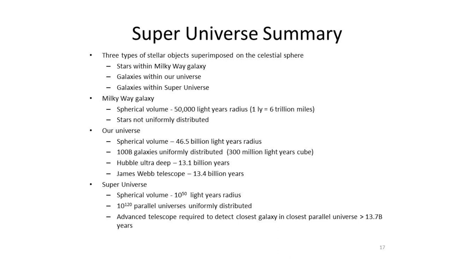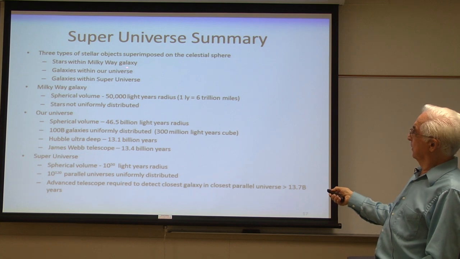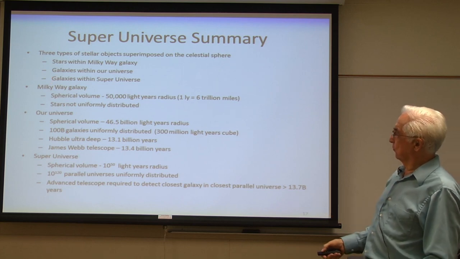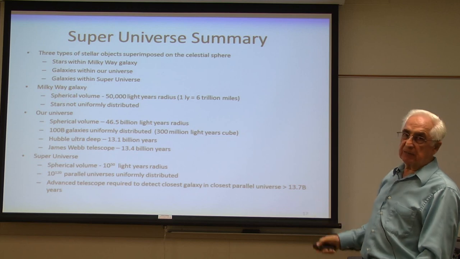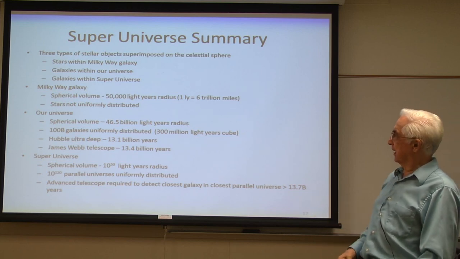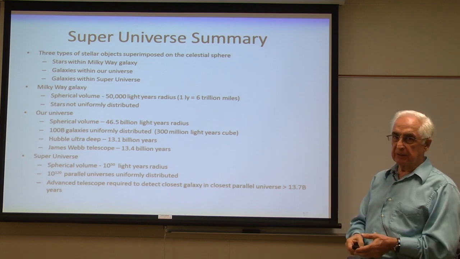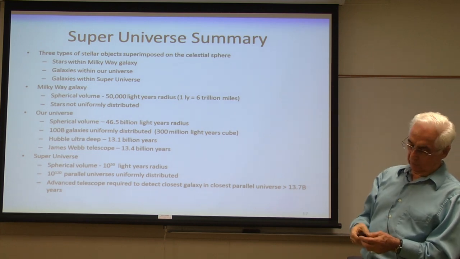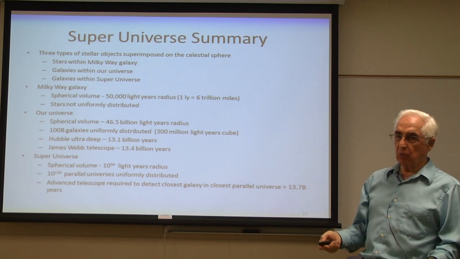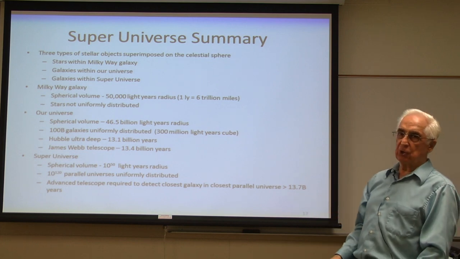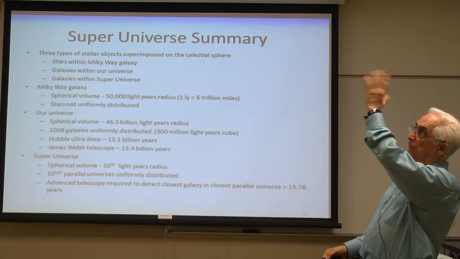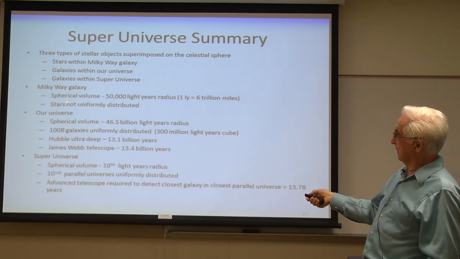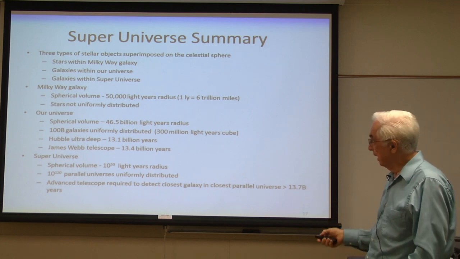There are three types of stellar objects superimposed on the celestial sphere. There are stars within the Milky Way galaxy, there are galaxies within our universe, and then there are galaxies within the super universe. The Milky Way galaxy can be approximated by a spherical volume which has a radius of 50,000 light years. The stars are not uniformly distributed. If you look at the Milky Way, they're concentrated in a band overhead. The reason for that is our Milky Way galaxy is a spiral galaxy, and we're looking at the stars edge on. However, to the left and to the right of this overhead band of stars are additional stars in the Milky Way galaxy, so you can approximate the Milky Way galaxy by a spherical volume.